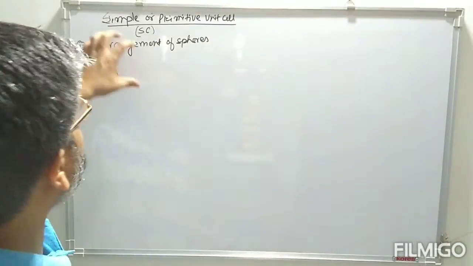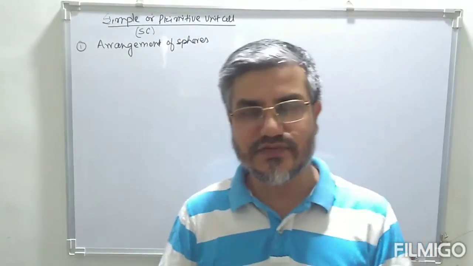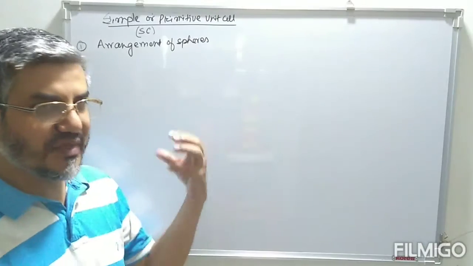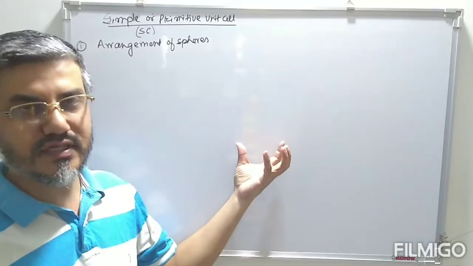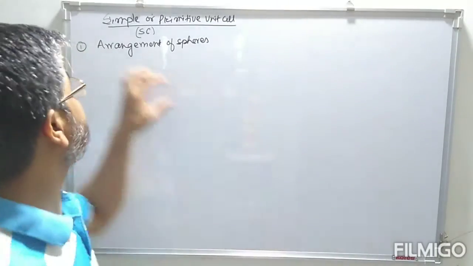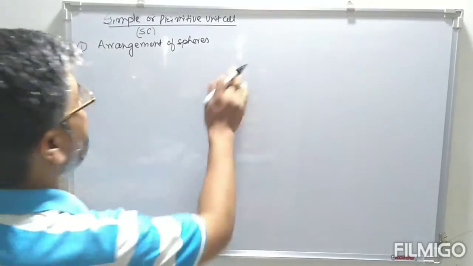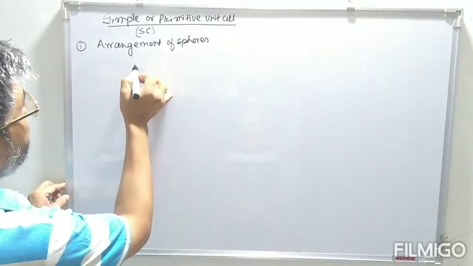In a given unit cell, if the lattice points or the spheres occupy only the corners of the cube, then that is the simplest arrangement of atoms or spheres in a unit cell. That is what we call a simple or primitive unit cell. So coming to the arrangement, we have this.